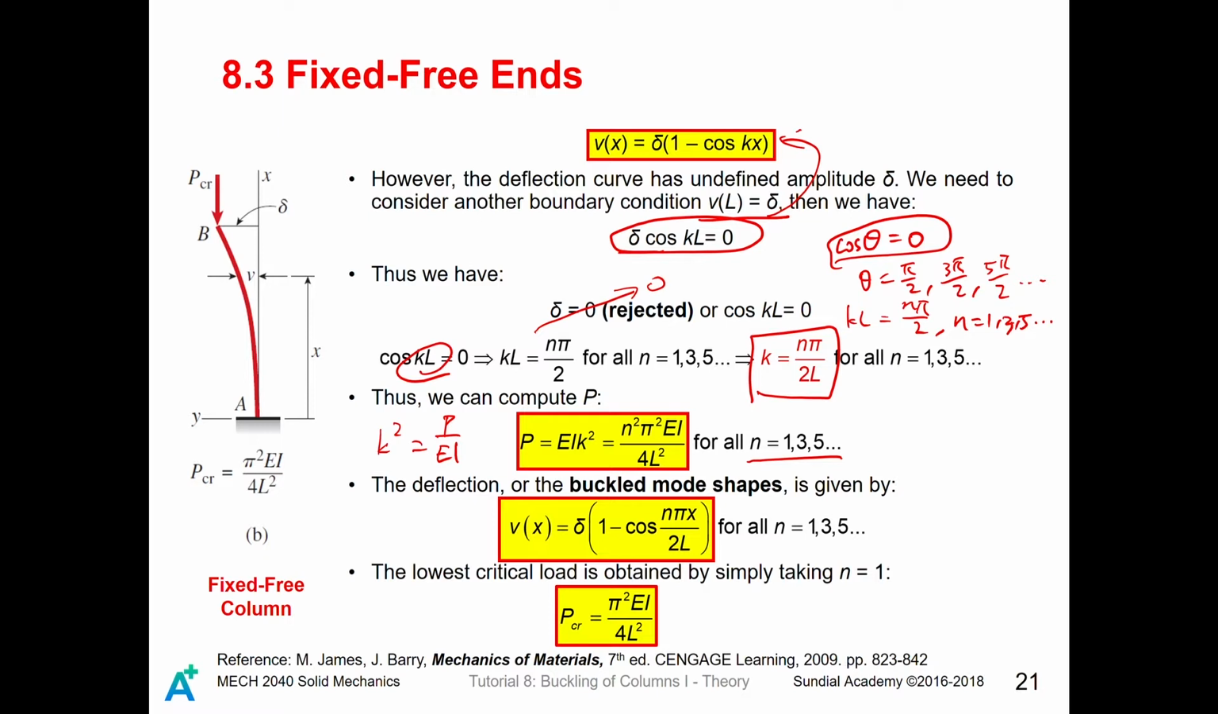Then the deflection of this fixed-free ends case for the buckled mode shapes is given by delta times 1 minus cosine n pi x divided by 2L, for n equals 1, 3, 5, and so on. And we can obtain the lowest critical load. The critical load is given by taking n equals 1 in this equation.